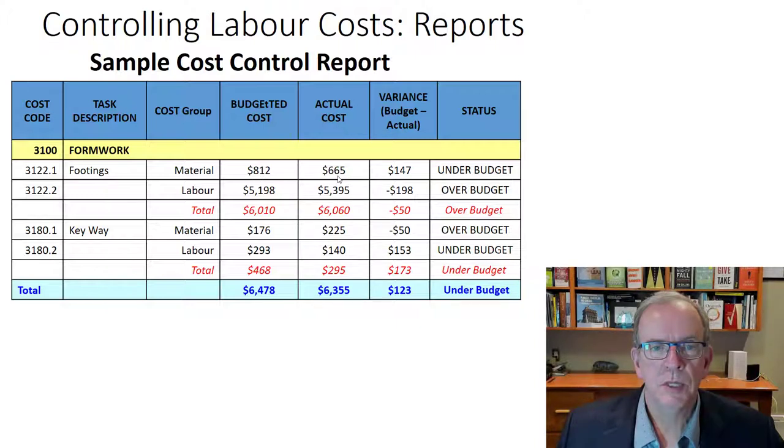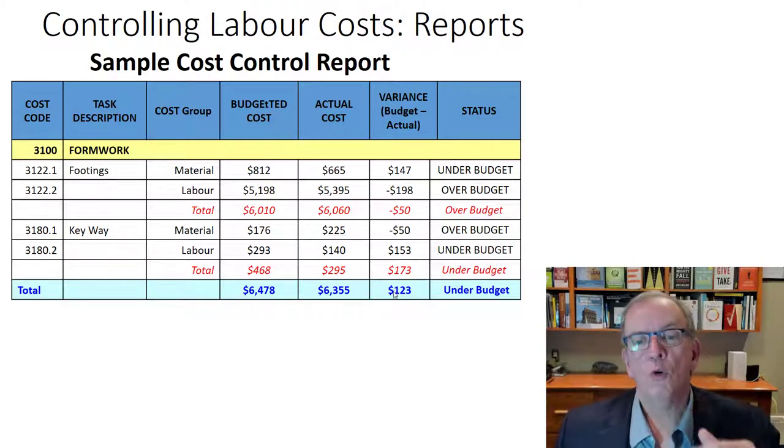What's the difference between the budgeted and actual cost? That's the variance. And so what's the status? Are we at budget, under, over? In this case, we're under budget. In this case, we're over budget, so that's a negative. How is that being shown? On this particular item, we're $50 over budget. Same thing with the keyway, over budget by $50, under budget on the labor, because these can reverse each other depending on what it is, and then under budget on that item.